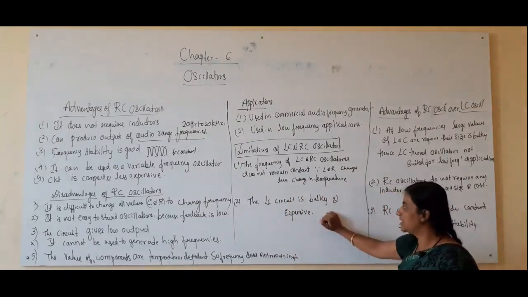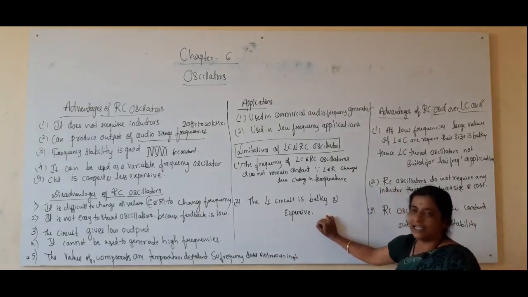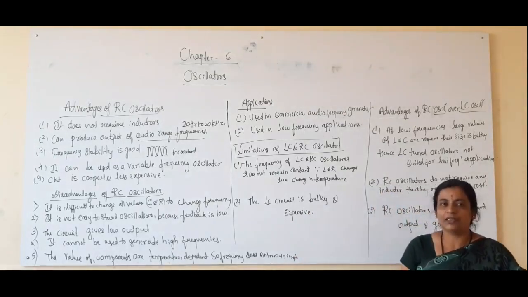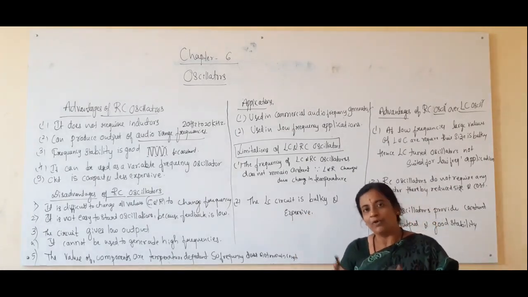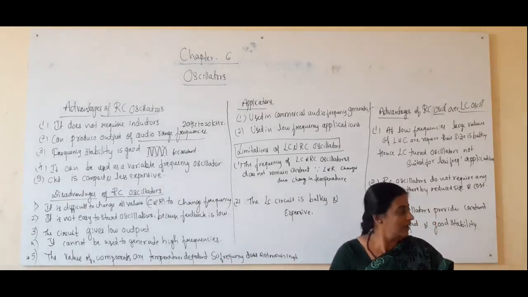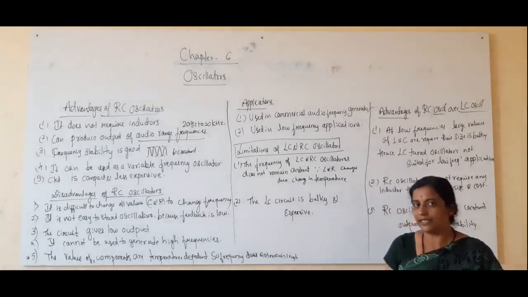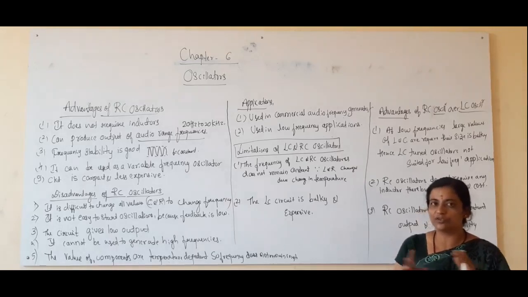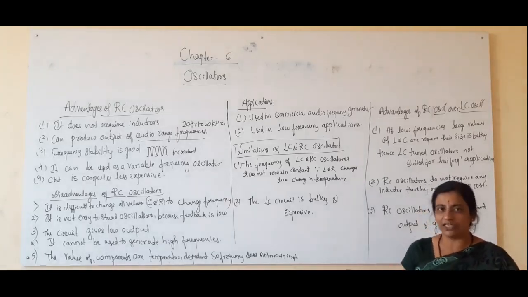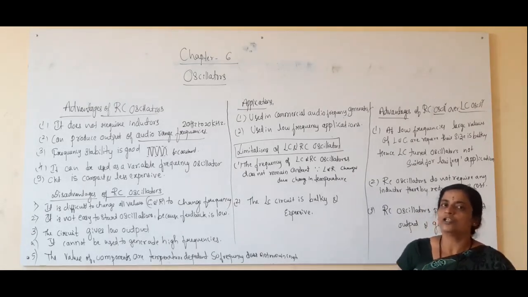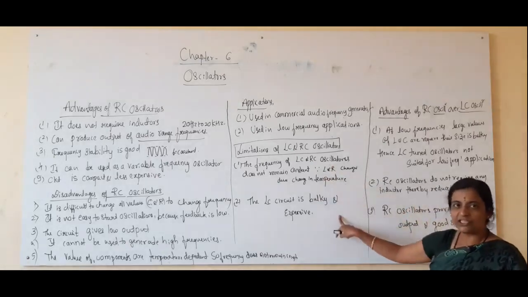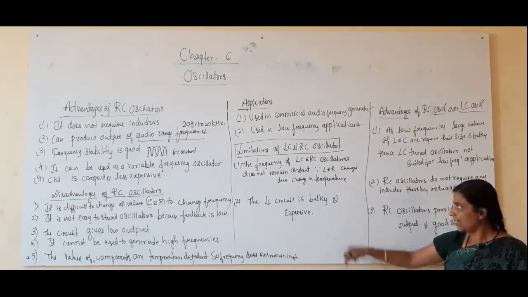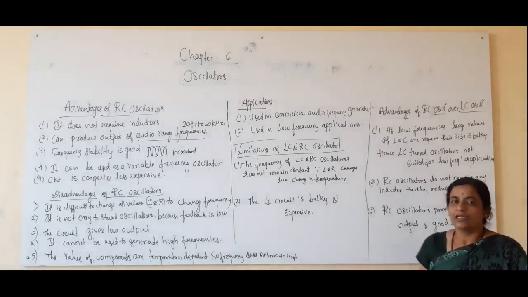Not only that, the LC circuit is bulky and expensive. LC oscillators make use of inductors and capacitors. Whenever they are used at low frequency, the values of inductors and capacitances required are very large. Because of that, the size of the circuit becomes very bulky, and the component cost is also high, that is, expensive. So these are the limitations of using LC and RC oscillators.